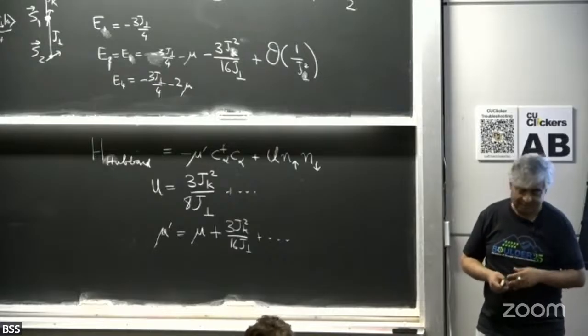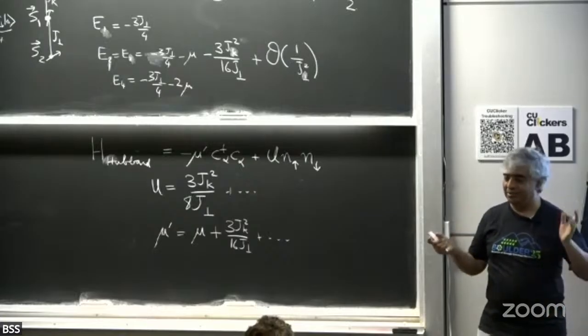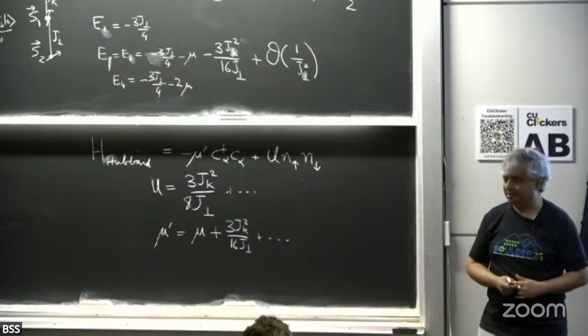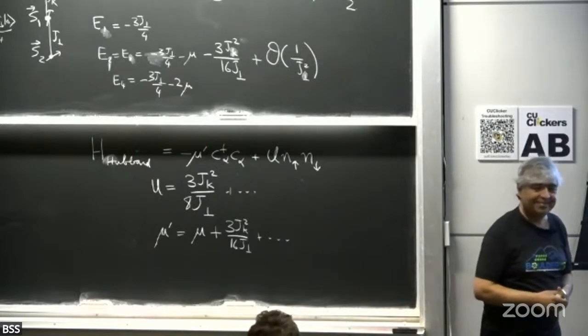What's the other field? B can also give you CDW, depending on the orientation of B. It's got two complex components and arbitrary spatial components. So there's a lot of parameter space to investigate.